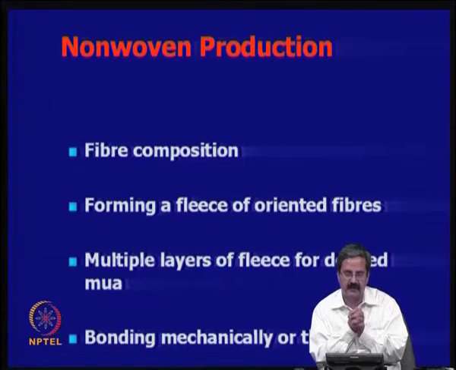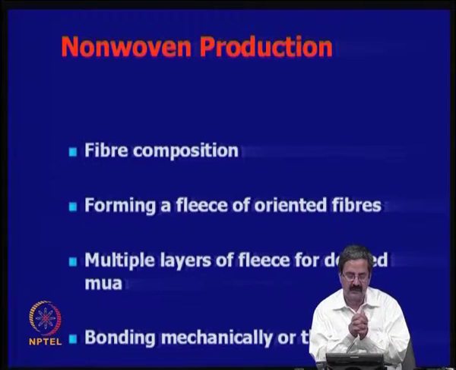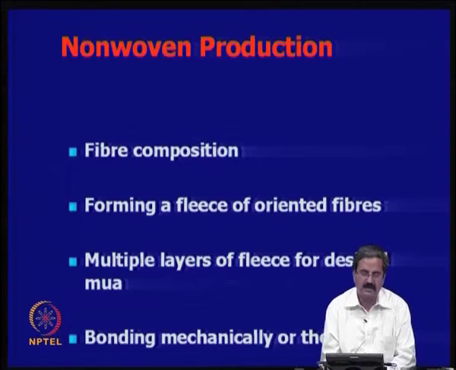Here again there are a couple of important points. We should know what the fiber composition is, what the basic material is. Then it forms a fleece of oriented fibers, and multiple layers of fleece for the desired MUA. MUA means mass per unit area.